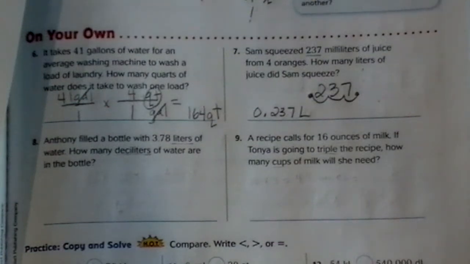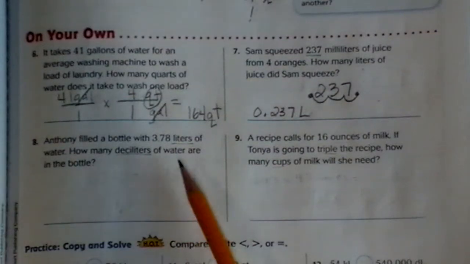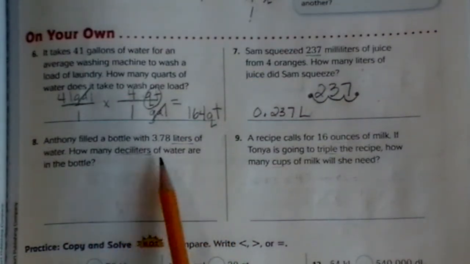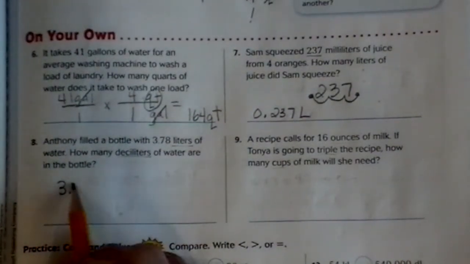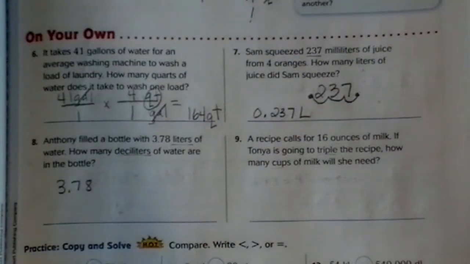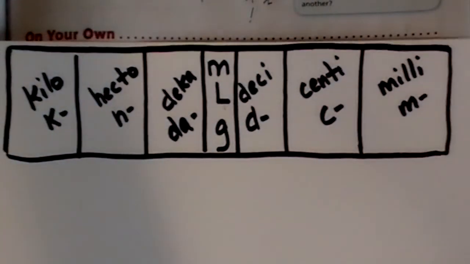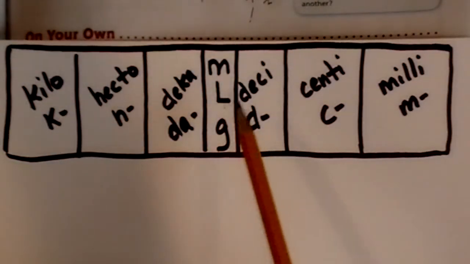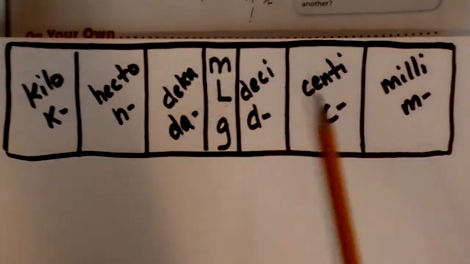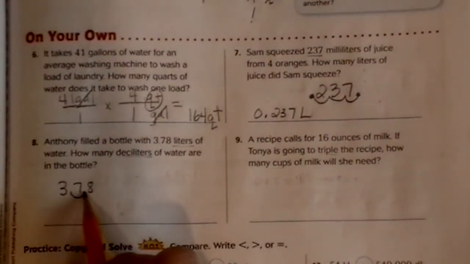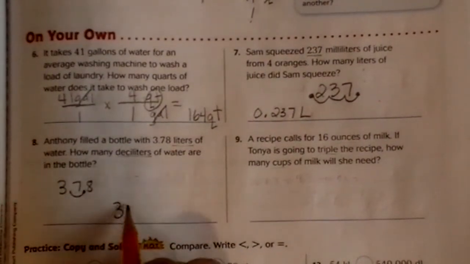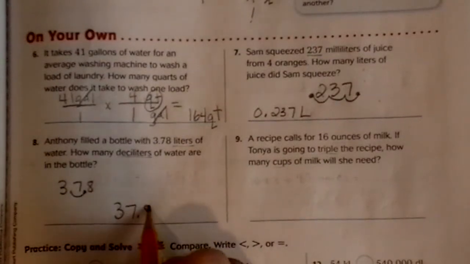All right, let's take a look at number 8. Anthony filled a bottle with 3 7/8 liters of water. How many deciliters of water are in the bottle? All right, so I'm going to take my number, 3 7/8 liters. And I need to go from liters to deciliters, so let's get out my chart again. Here's liters. I need to go from liters to deciliters, so I'm going to go 1 place to the right. Here's my decimal point. Let's move it 1 place to the right. And my answer becomes 37 8/10 deciliters.